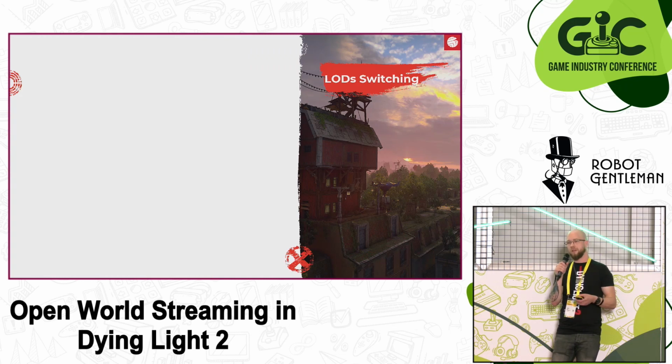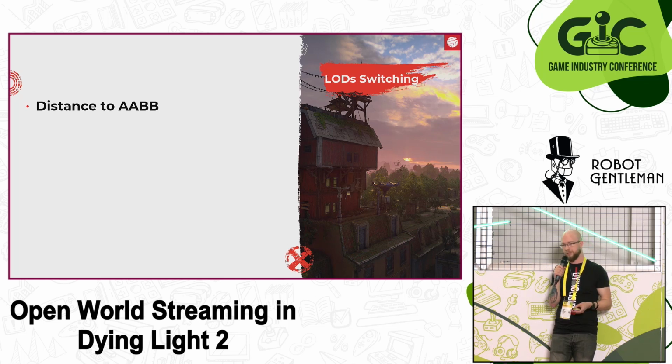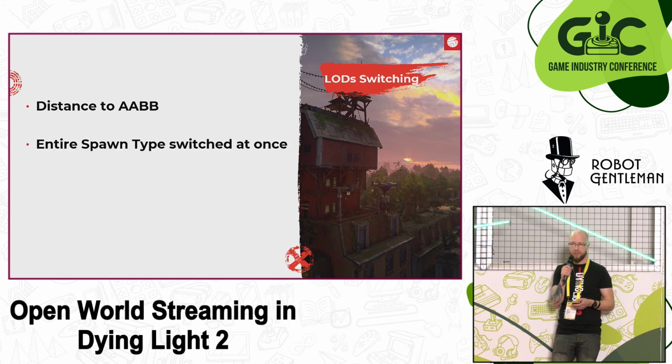Then there is the LOD switching. So you know what our LOD is. Now what happens when we move farther away than 72 meters from something? As I mentioned, it's a distance to AABB. So once we move further away than 72 meters to the AABB of a spawner, it replaces it with the LOD.